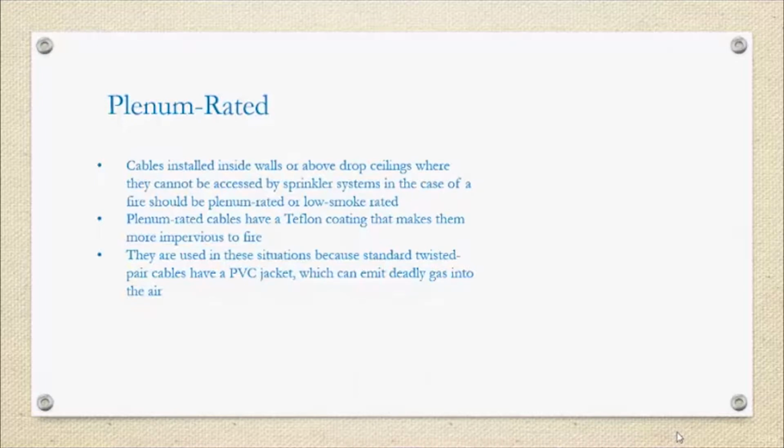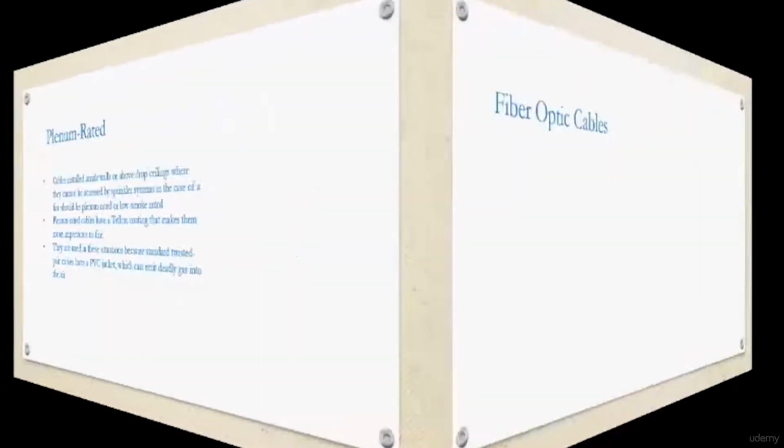And they're used in these situations because a standard twisted pair cable has a PVC jacket, which can actually emit really deadly gas, which makes it really, really dangerous in a fire situation. So you definitely would want to use a plenum rated cable for anything that happens to be near electrical work, right? You certainly wouldn't want to cause any more hazard than might already occur during a fire, right? So keep that in mind.